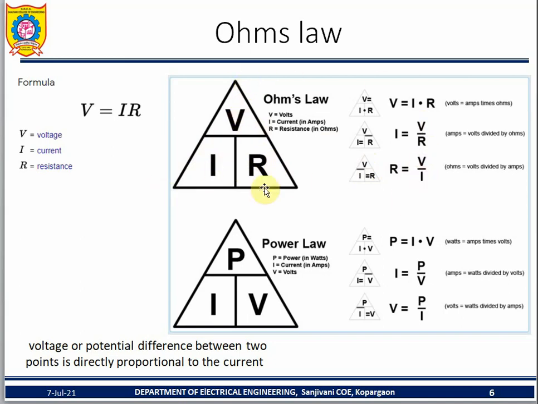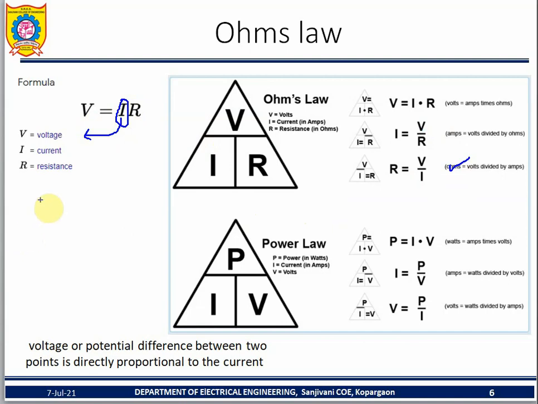This triangle denotes it, or you will study it in mathematics. Keep I only on the right hand side, move the R to the opposite side, so I is equal to V by R. Otherwise, if I want to keep R only on the right hand side, move the I to the opposite side, so division, R is V by I. So this is Ohm's law and its notations.